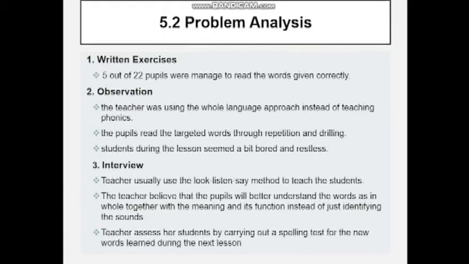It means that the students were using the first language phonology skill, which was the OLMOSM, the one letter make one sound method, to say the selected words. And through the interview, we can see that the teacher usually used the look, listen, say method to teach the students. The teacher believed that the pupils will better understand the words as a whole together with the meaning, and its function, instead of just identifying the sound.